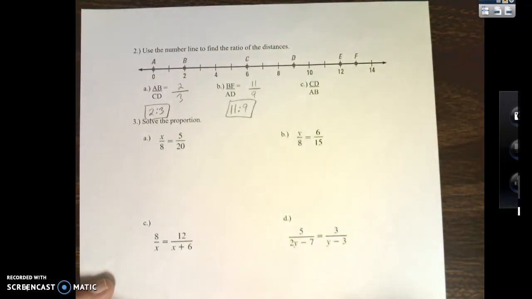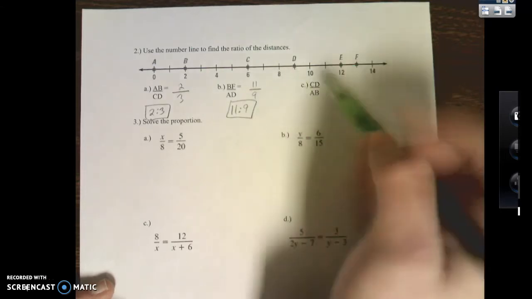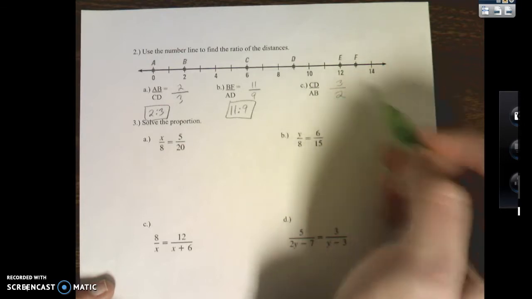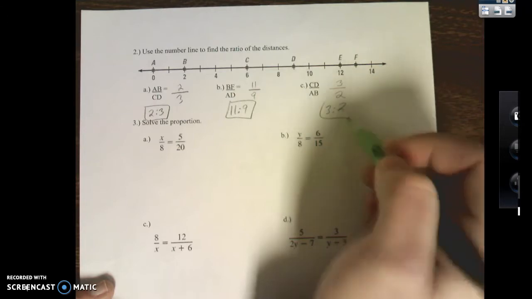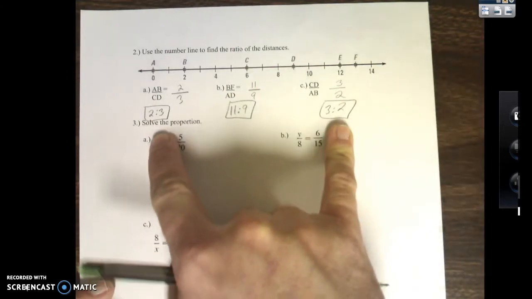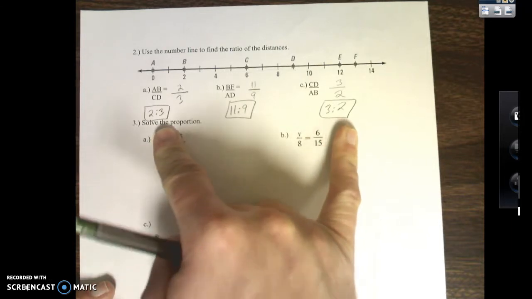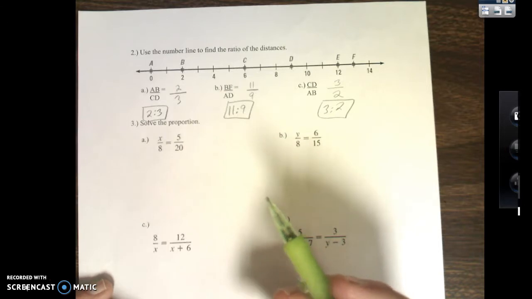Cool. Lastly, CD, from here to here, that's a 3. AB is a 2, and then I have a 3 to 2 ratio. Guys, do you think these two are the same? Are they the same ratio? I'm hoping that you guys can see they are clearly not. All right, I know they look very similar, same numbers, but they are definitely different.